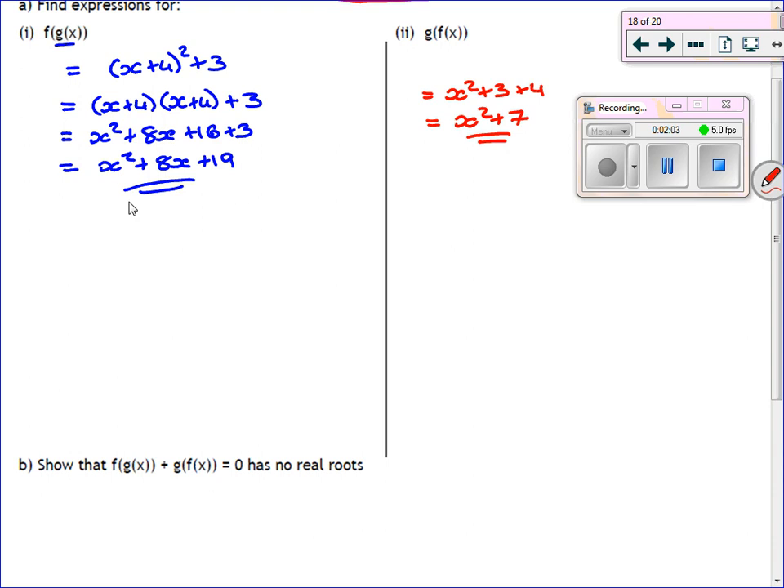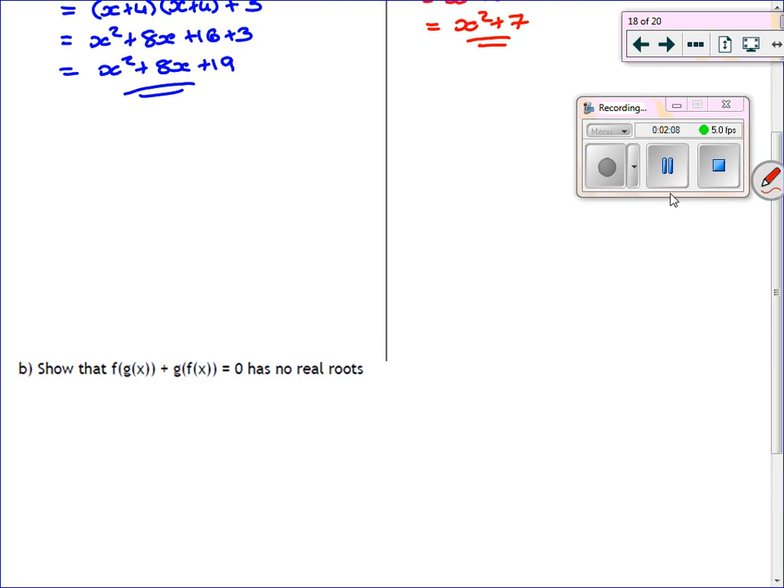Let's bring together f of g of x and g of f of x. So f of g of x is x squared plus 8x plus 19, and I want to add my g of f of x, which is x squared plus 7, and set it equal to 0. So that gives me 2x squared plus 8x plus 26 is equal to 0 when I simplify it.